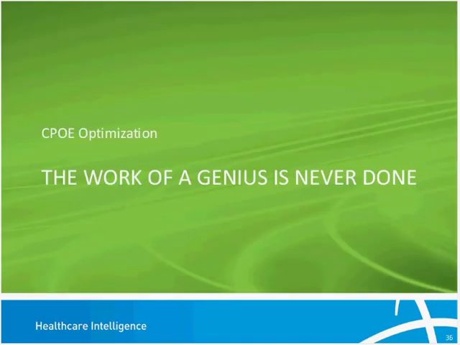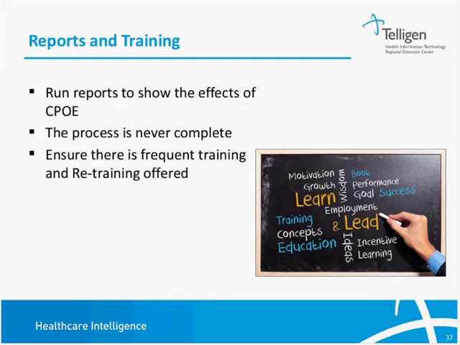So optimization. I say the work of a genius is never done. Reporting and training. You need to go ahead and run those reports and show the effects of CPOE, positive or negative. It's very important to have that information available to you so you can assess how you're doing. And this process is never complete. There's going to be upgrades, updates, and changes, and different order sets or best practices that change. So it's really never ever done. Continued evaluation and maintenance of this information is important.